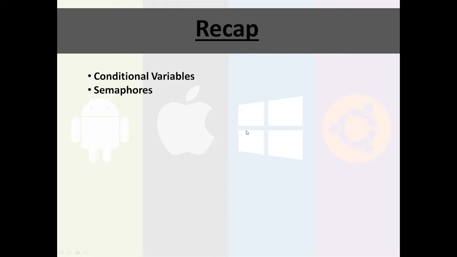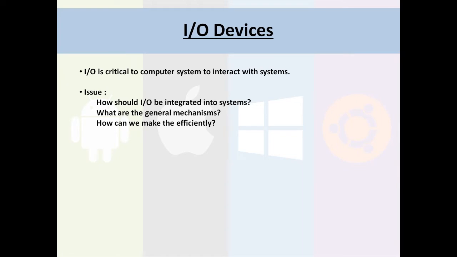So to get into it, we're going to first look at our input-output devices. Input-output is obviously critical to any computer system, because we need a way of interacting with these systems. Now, the issue that arises is how can we integrate our input-output devices into our systems? What are the general mechanisms for doing this, and most importantly, how can we make this process efficient?